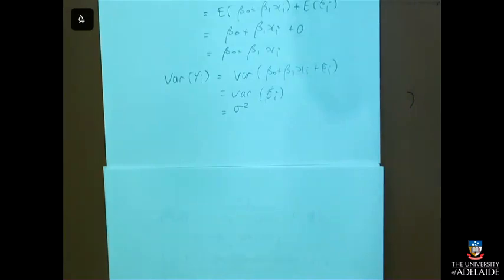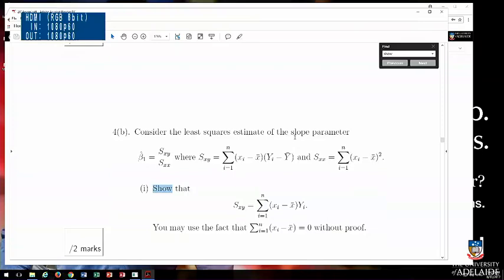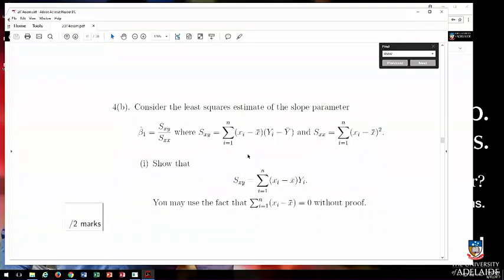Okay, let's have a look at what part B is. I searched through the exam for the word show, because that would tell me that there was a proof. I searched for prove first and didn't have it, so show was what I was looking for.